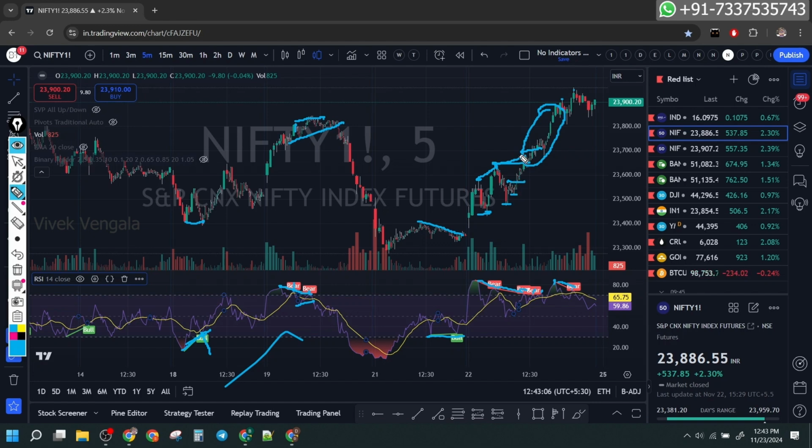You can use it to identify the trend strength. Above 60, the trend is strong on upper side, and below 40, the trend is stronger on a lower side. You can use different values also. I'll use 60-40, and you can use these divergences in RSI.